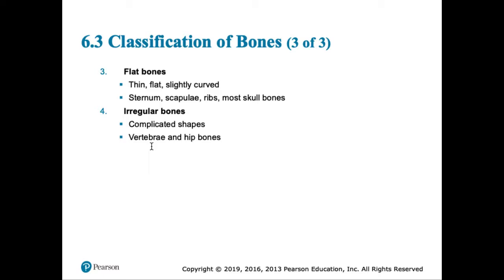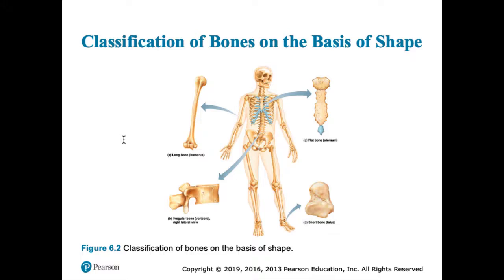And then, of course, we have irregular bones. Those are sort of complicated in shape. These are things like the vertebrae and the hip bones. So this classification is really important, so you can see these different shapes.